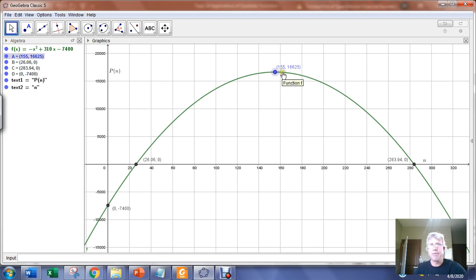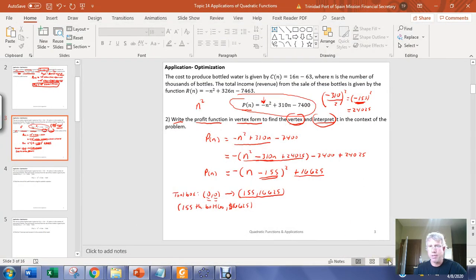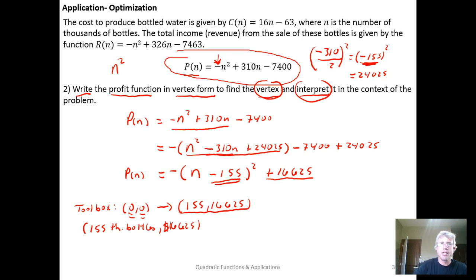This 155,000 right here says, if I sell 155,000 bottles of water, I'm going to make a maximum profit of $16,625. Maximum because this is as high as you can get on this profit function. Every other place on the profit function is lower than the vertex in this case. So for my interpretation of the vertex, I'm recognizing that I have that parabola opening down, which tells me that this vertex is at a maximum. This is the maximum point on the graph.